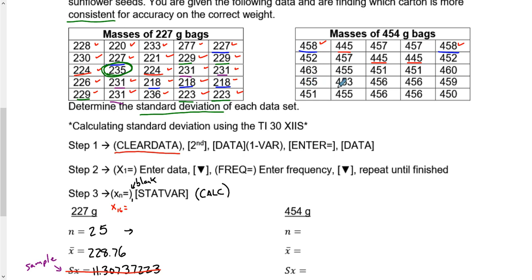Initial look, I don't see any more. So 445. There's 3 of them. Next one, 457. So I see 1, 2, 3, and that looks it. Frequency of 3. Those ones have been entered in. 452. 1, 2. Any other 452s? Nope. Frequency of 2.